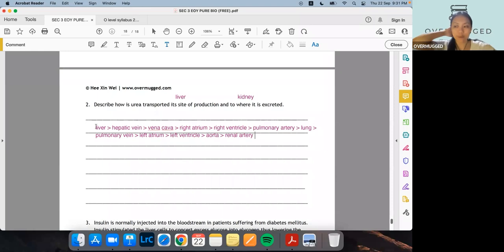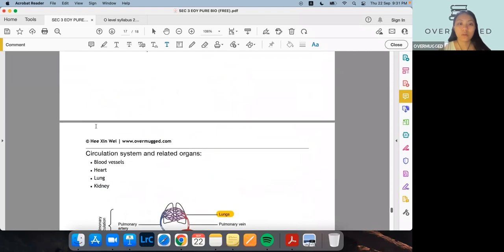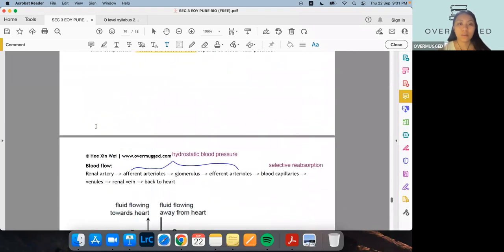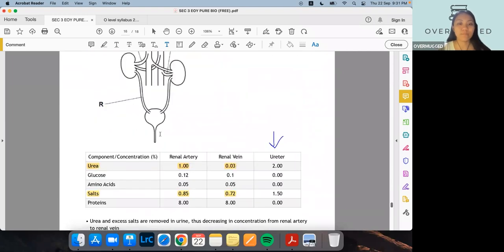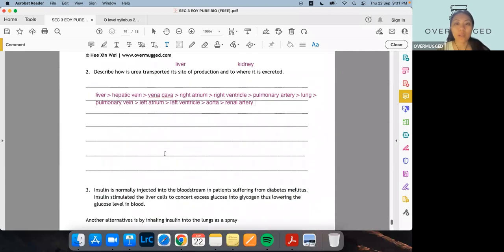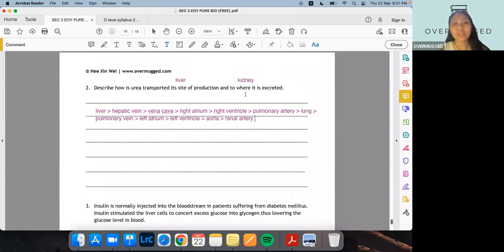The question that I'll get for sure is, do I need to write the whole nephron thing, the whole thing we went through here? Probably don't need. They probably won't require that, because the question says how it's transported to where it's excreted. Unless they ask you to describe how it is excreted, then that's different. So it depends on the question.